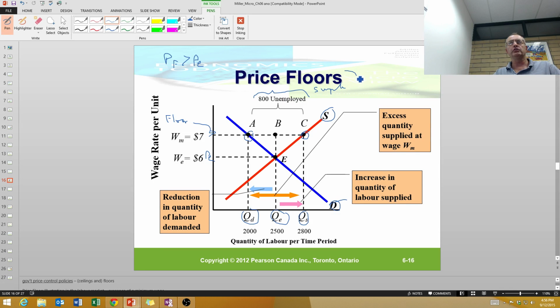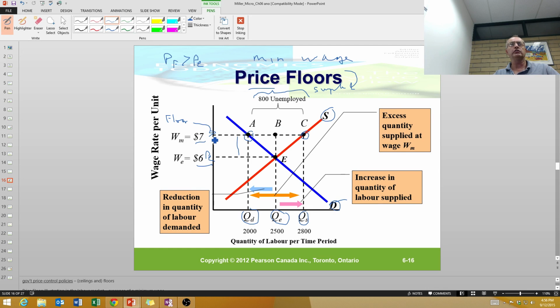So price floors lead to surpluses, and they prevent the price from falling to the true equilibrium price. We are acquainted with price floors in Canada through minimum wage laws. All the provinces in Canada have minimum wage laws. So the free market price for unskilled workers is $6 an hour, let's say. And the government says the minimum wage has to be $7. I think it's actually more like 10, but anyways, the government says it has to be 7.